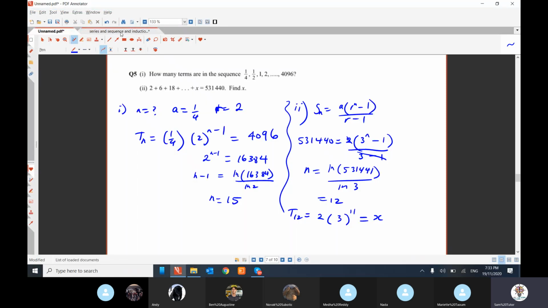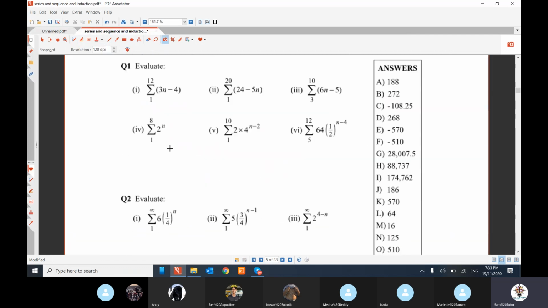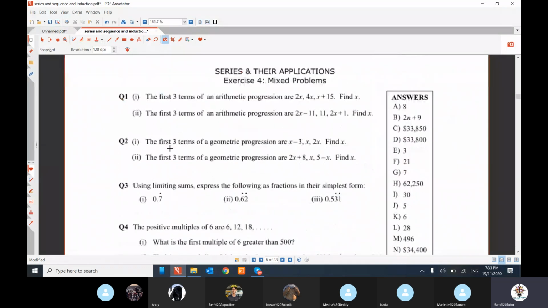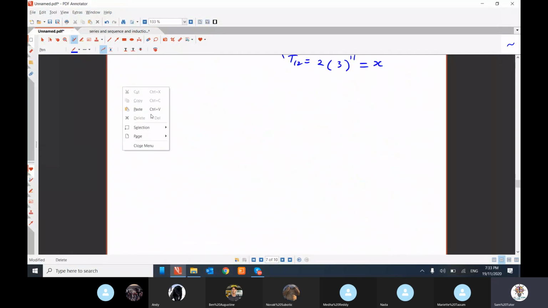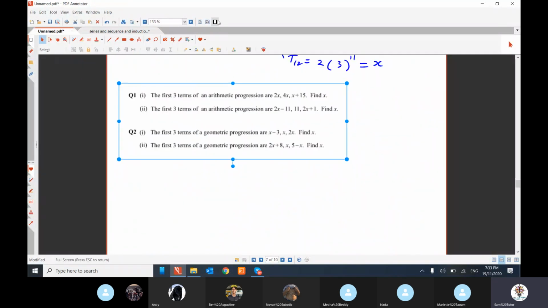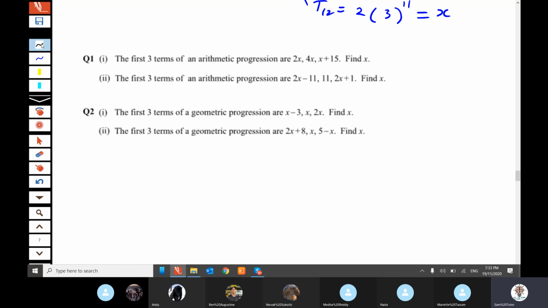Let's look at application questions. The first three terms of an AP are these. Find x. What do we do?